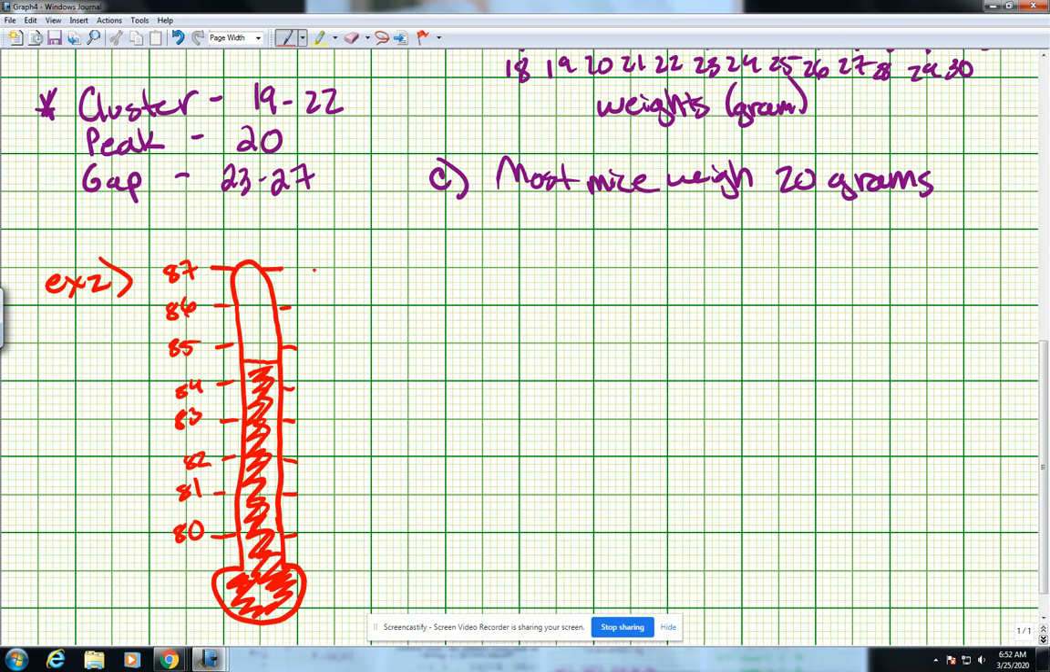So it looks like there's 4 dots on the 87. Looks like there's 1, 2, 3, 4, 5, 6, 7 dots on the 86. 3 dots on the 85. 1 dot on the 84, 2 dots on the 83, 3 dots on 82, 1, 2, 3, 4, 5 on the 81, and 3 on the 80. So basically just copy down what we saw in the book to make sure we have that in our notes.